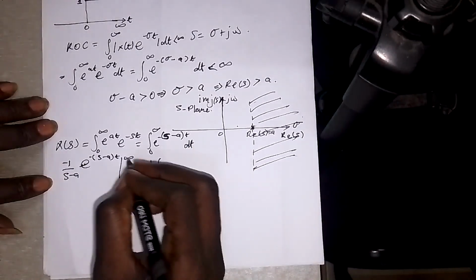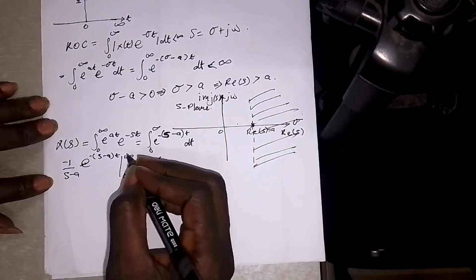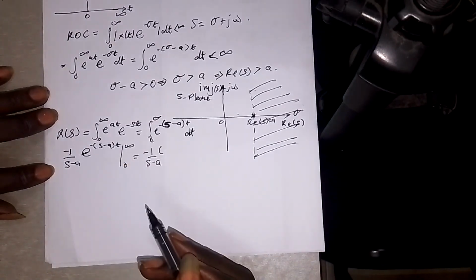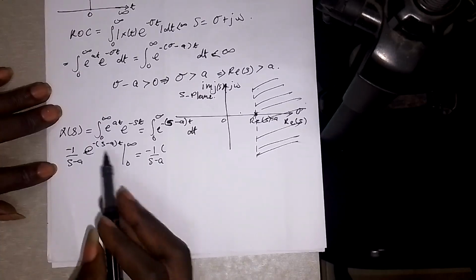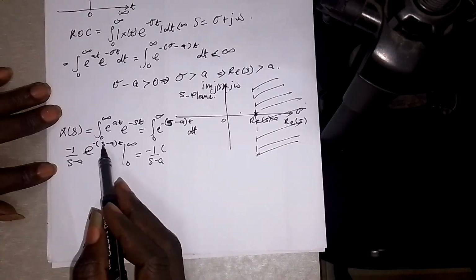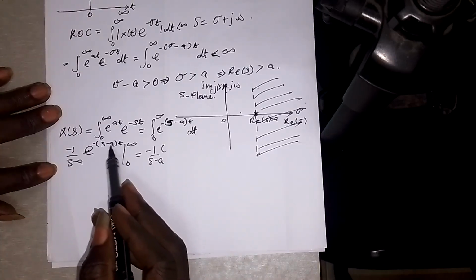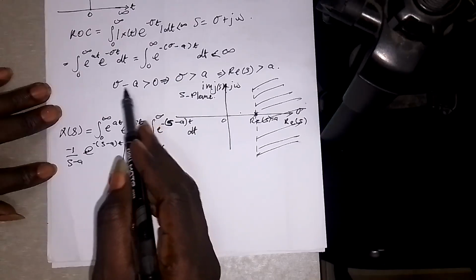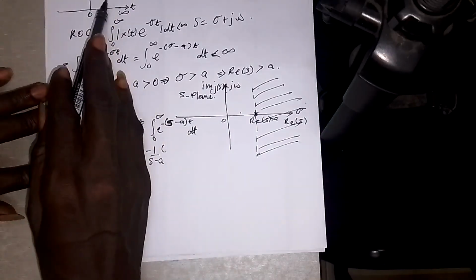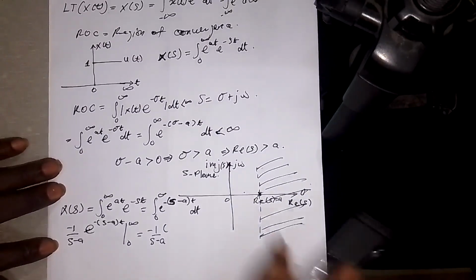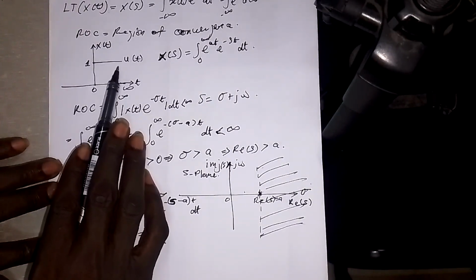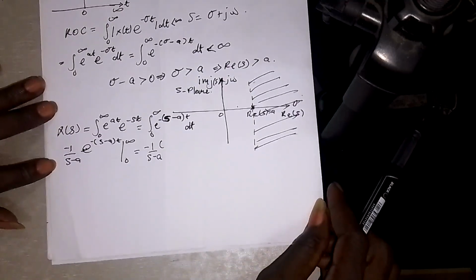e to the power of, you bring the upper limit first. So if you bring the upper limit here, it becomes e to the power of minus infinity. Here my s minus a is positive. Why am I saying s minus a is positive? Because you can see that s minus a is positive. That means my graph lies in the positive region of the x-axis.